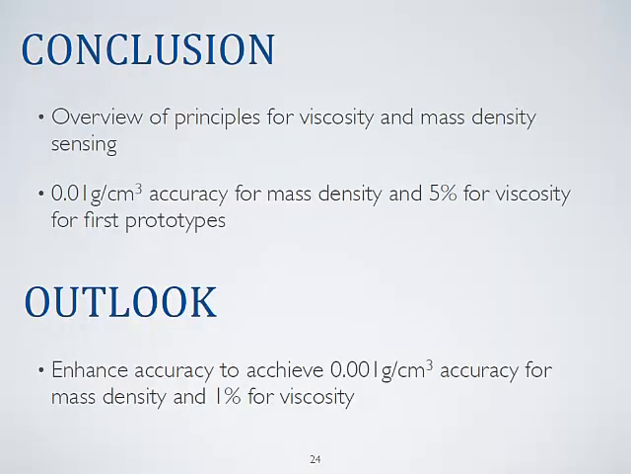Okay, so finally, let me conclude my talk. I gave you an overview of principles for viscosity and mass density sensing. I showed you that for first prototypes, we achieved accuracies of 10 milligrams per cubic centimeter and 5% for the viscosity sensors. And as an outlook, we are aiming to get accuracies of 1 milligram per cubic centimeter and 1% for viscosity. And I hope that we will achieve that. Okay, thank you very much for your attention.